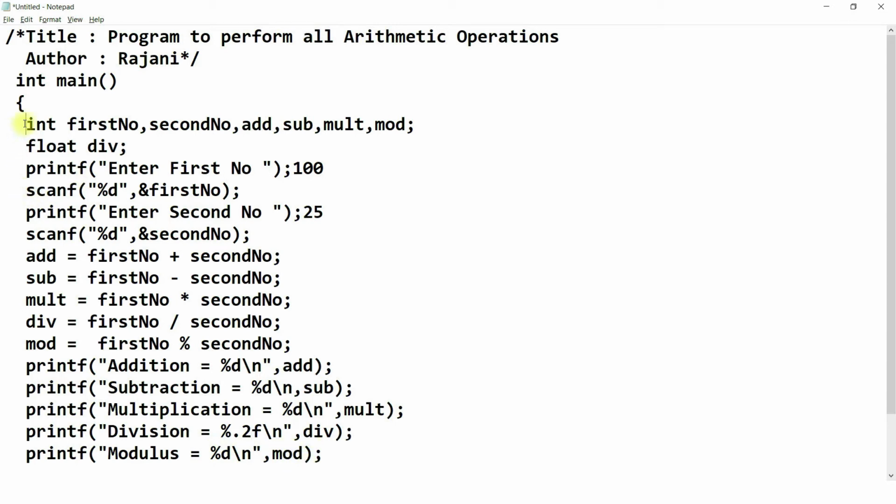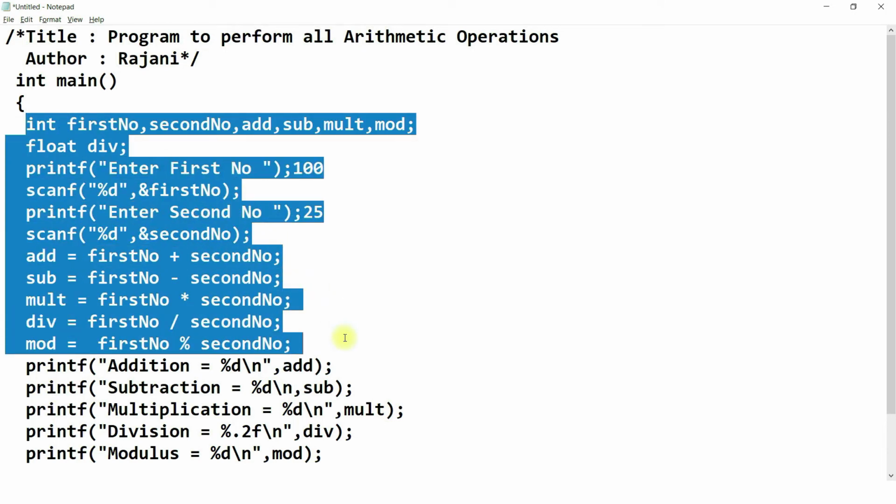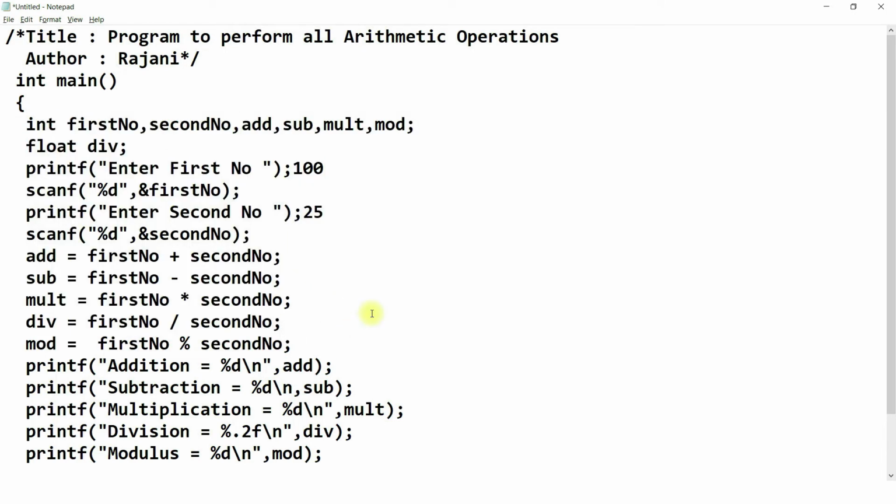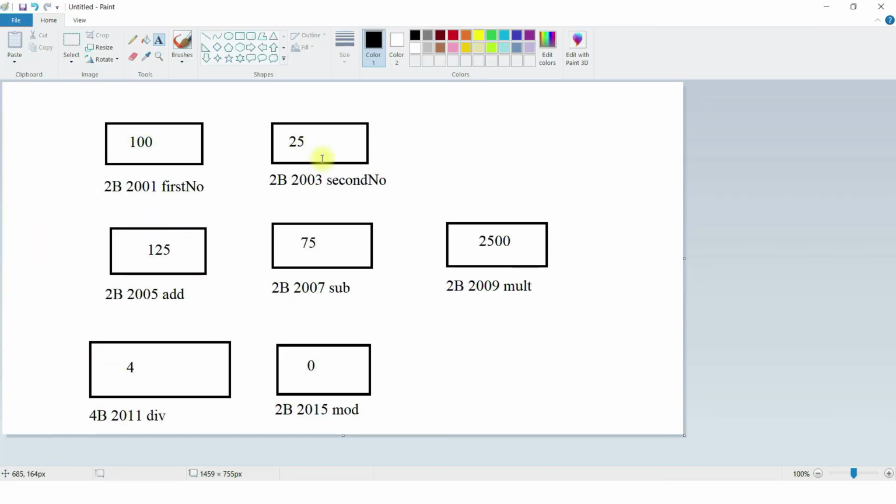So, after execution of these statements, the result of the variables in memory will be like this: addition 125, subtraction 75, multiplication 2500, and 100 by 25, division is 4, 100 mod 25, the remainder is 0.